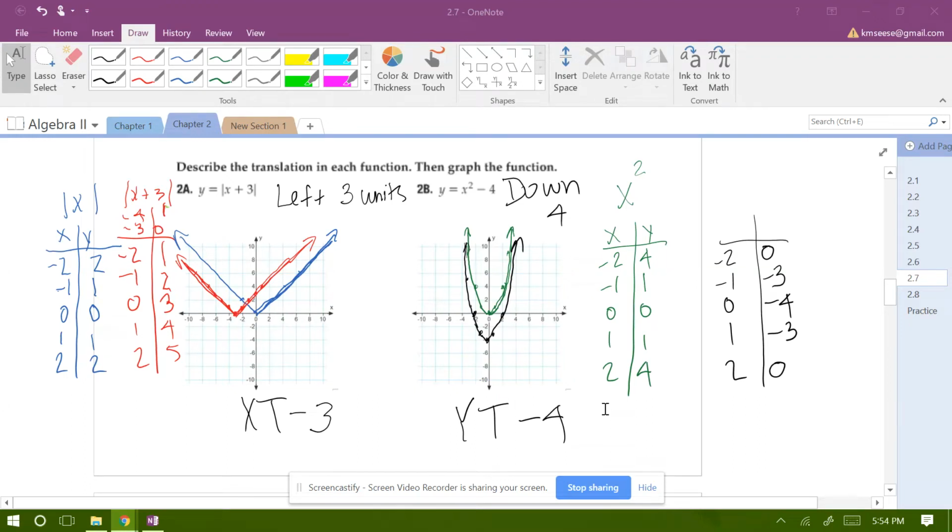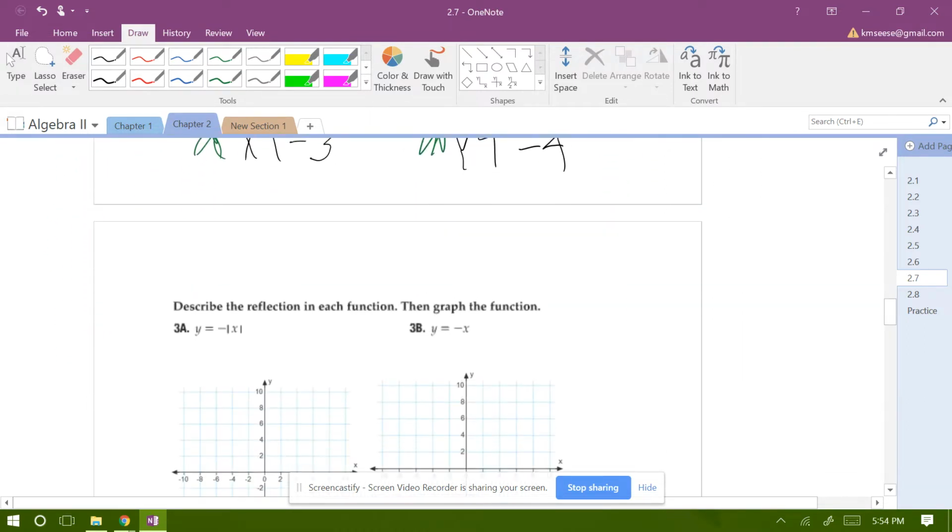So before we move on, I did want to point out, noticing these t-charts here. Particularly in 2B, because that's one where it would really be obvious. We went down 4. If you notice from this t-chart to this t-chart, my x values didn't change, but my y values went down 4. And so what we're building up to is you can just know these down here and build your t-charts from there. So that's what we're going to model in this next example.